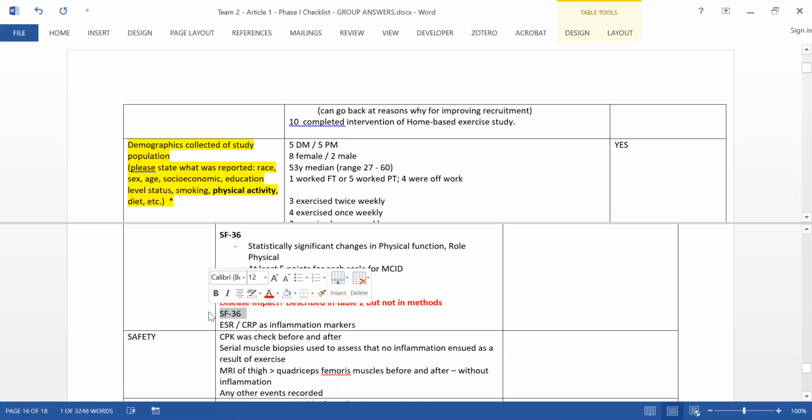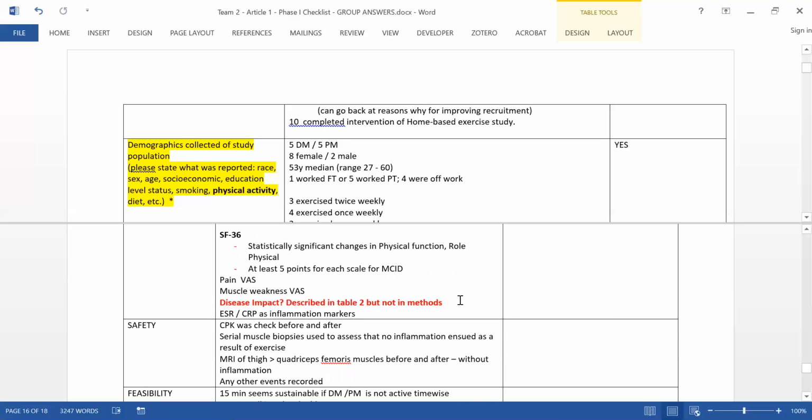The disease impact score also, it's a 0 to 5 Likert scale. The ESR and CRP were inflammatory markers. They were normal before and normal after, I believe, and the CPK was checked before and after, but this was for safety mostly.